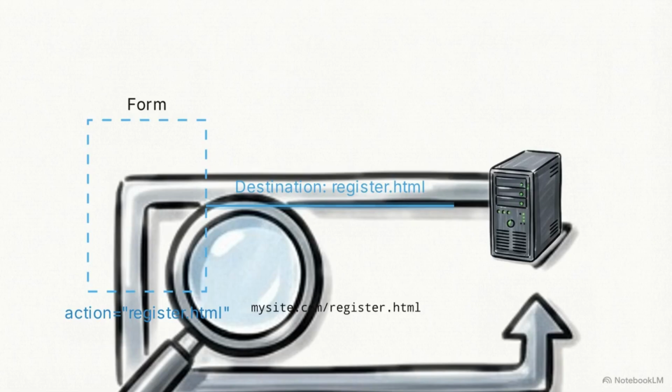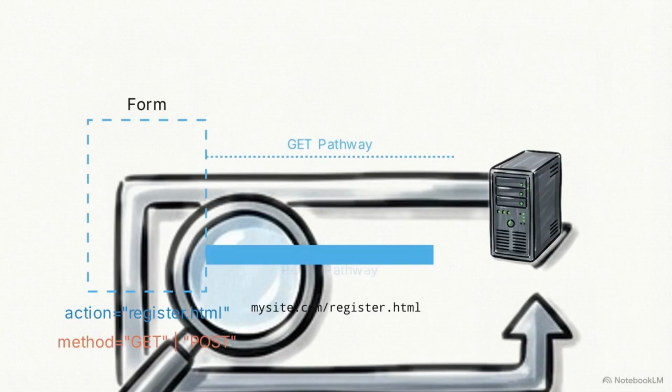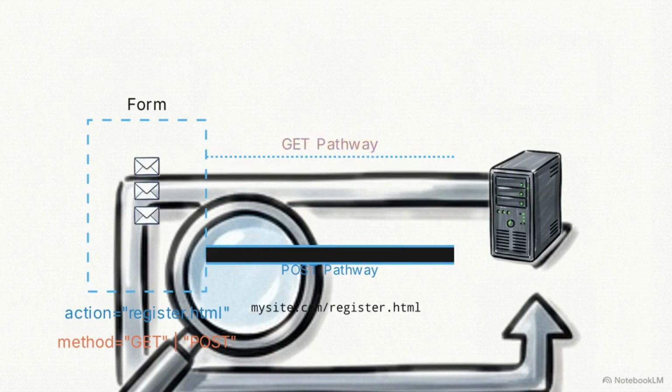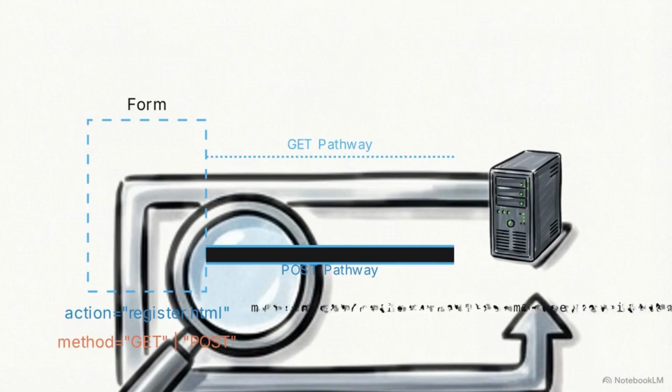Once the form knows where to go, it needs to know how to get there. The method attribute dictates the courier protocol for how the package data will actually travel over the network. The default method is called get. When you use get, the browser retrieves the form data and attaches it directly to the end of the web address, or URL. Because the data is right there in the address bar, it is highly visible to anyone looking at the screen, and browsers restrict the total amount of text you can send this way.